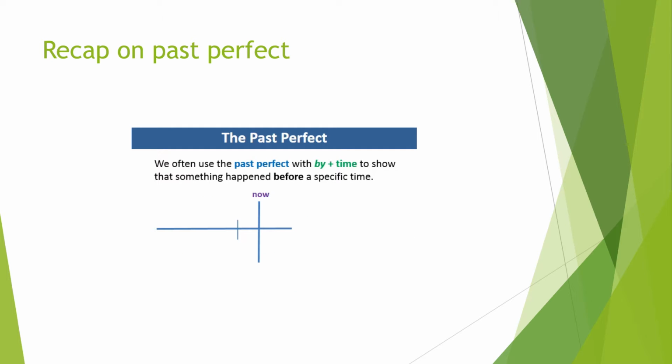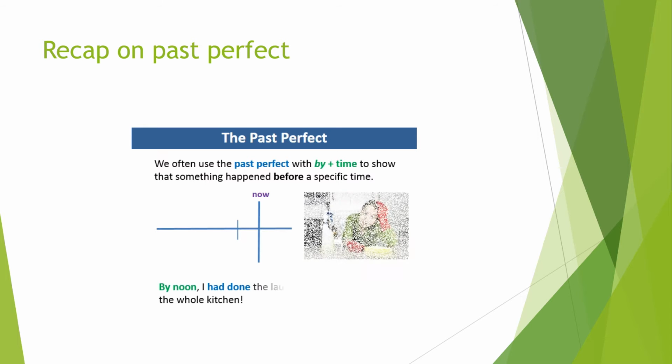We often use the past perfect with by plus a time to show that something happened before a specific time. By noon, I had done the laundry. I had also cleaned the whole kitchen. In this sentence, we are saying that doing the laundry and cleaning the kitchen had both been finished before 12 o'clock. By, in this sentence, has a similar meaning to the word before.